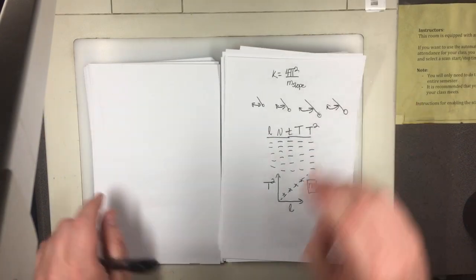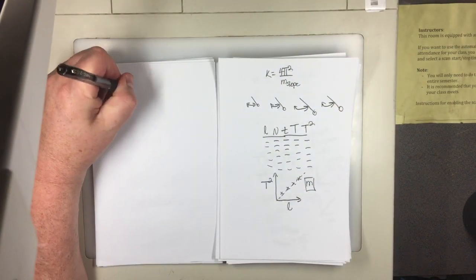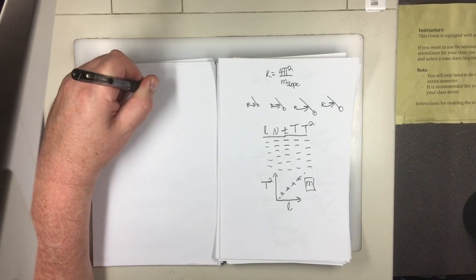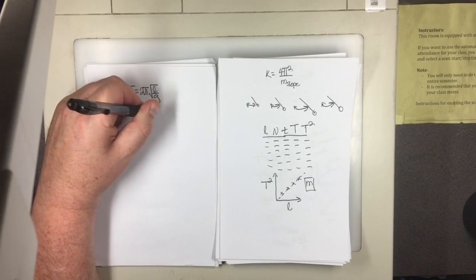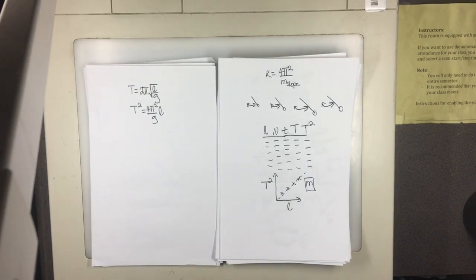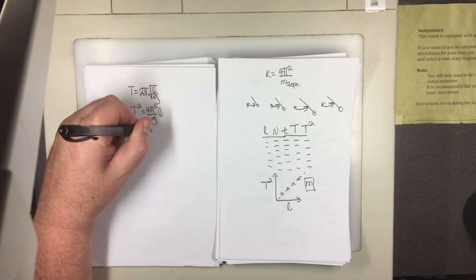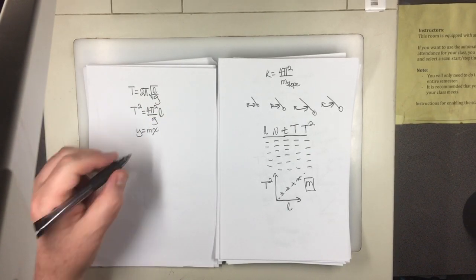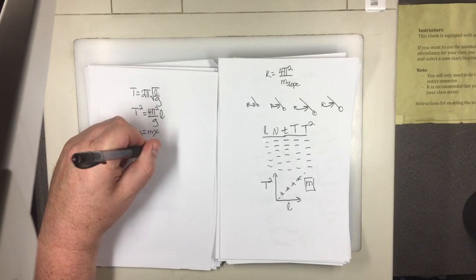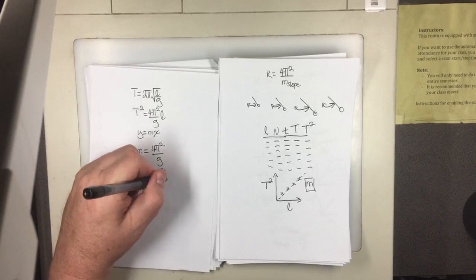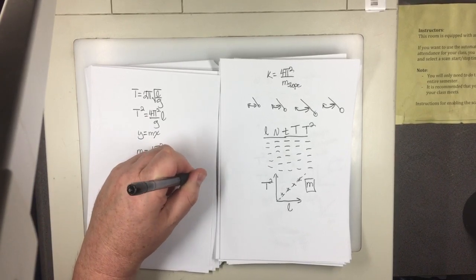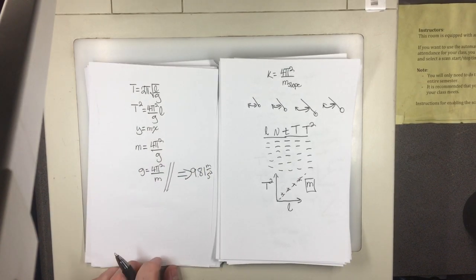Well, let's take a look at our equation that we have. Period equals 2 pi square root of L over g. When we square it, it's 4 pi squared over g times L. When you compare it to the linear equation, y equals mx, that slope m is equal to 4 pi squared over g. And g is 4 pi squared over m. And that should be equal to 9.81 meters per second squared. So you do the same thing in terms of squaring period in order to get gravity.